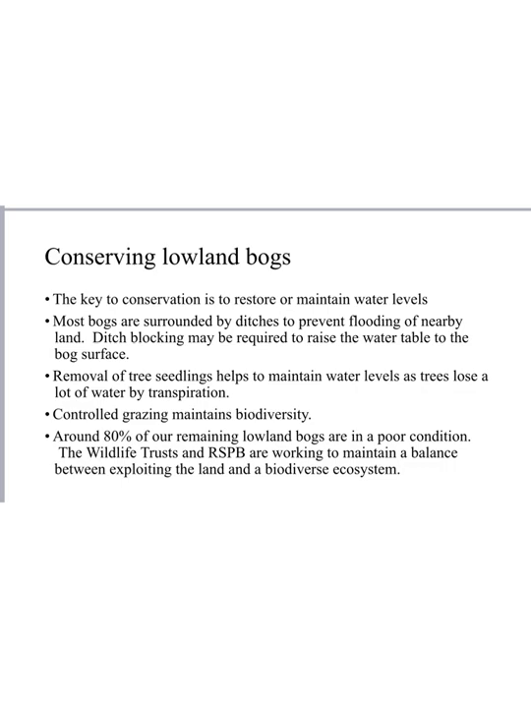Removal of tree seedlings helps to maintain water levels, as trees lose a lot of water by transpiration, and they suck it all up and lower the water level. So again, the active conservation management of removing these trees will keep the bog as it is. Controlled grazing maintains biodiversity, again allowing some sheep and other mammals to graze the tree saplings. Again, this is a conservation technique that keeps the peat bog ecosystem there and stops it turning into woodland.